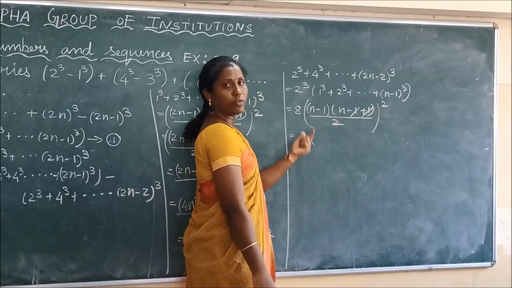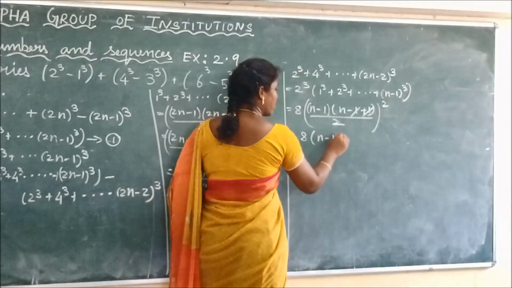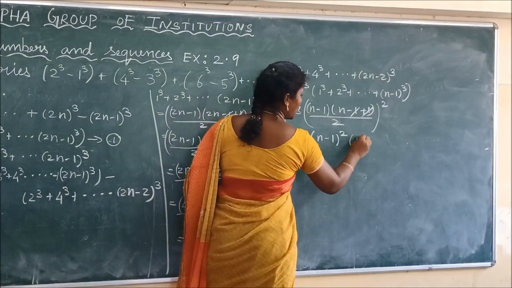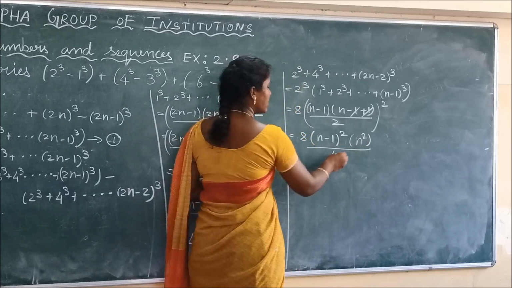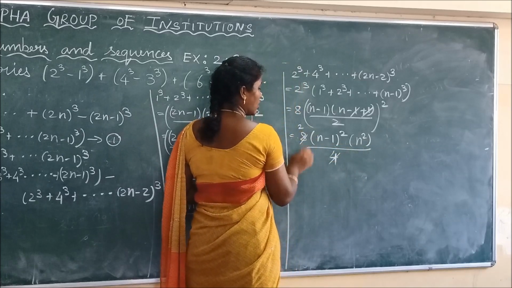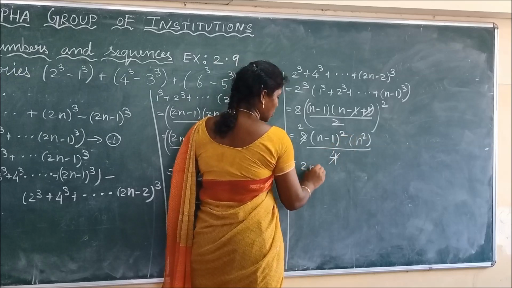Take the square inside the bracket for each and every term. So we will be getting (n minus 1) the whole square into n square by 2 to the 4. If I simplify this, 1 4 is 4, 2 4s are 8. So 2 into n square is 2n square.